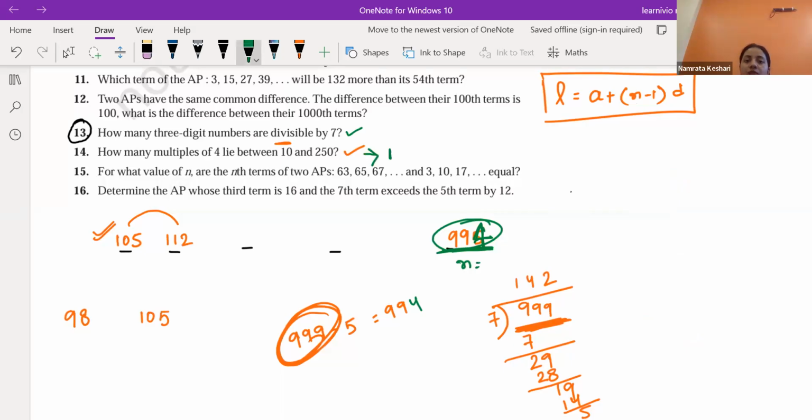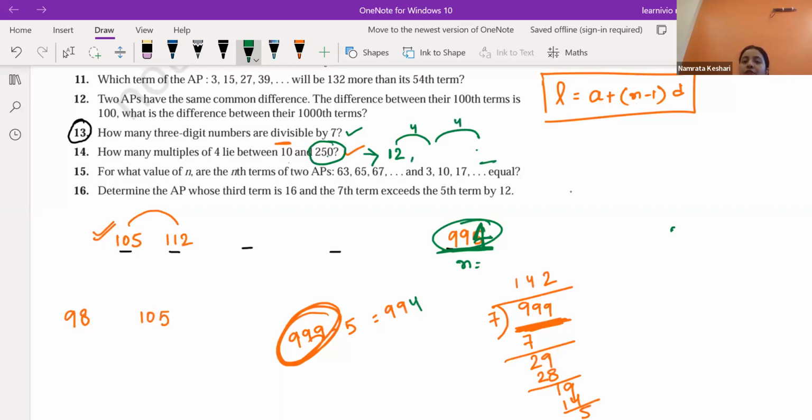The first term will be 12. Between 10 and 250, you have to take all the numbers which are completely divisible by 4. So 12 is the first number. Then again, at the gap of 4, you will be having the terms. You just have to check what will be the last term.